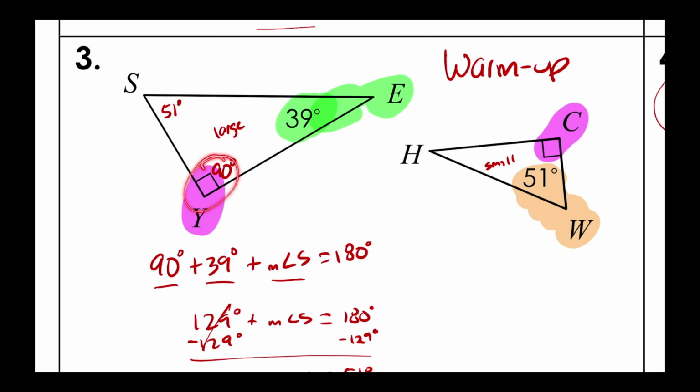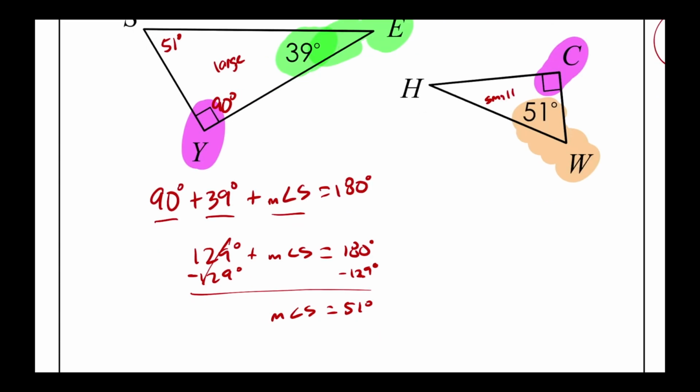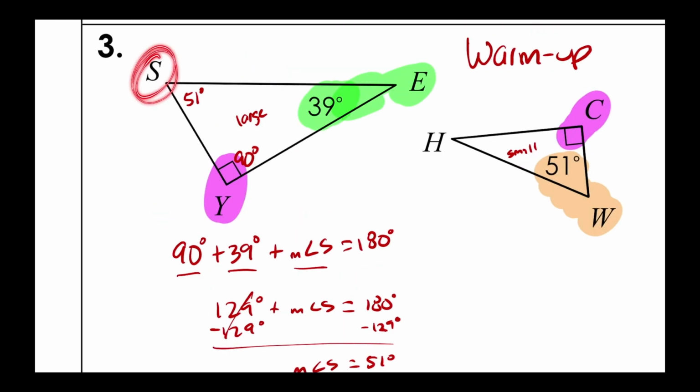I said 90 plus 39 plus angle S, which you didn't know, equals 180. And so now we just solve. 90 plus 39 is 129, and then I subtract 129 from both sides. And so the measure of angle S is 51 degrees. That's not a 5, guys. That's an S. So this is 51 degrees, which matches W, doesn't it?